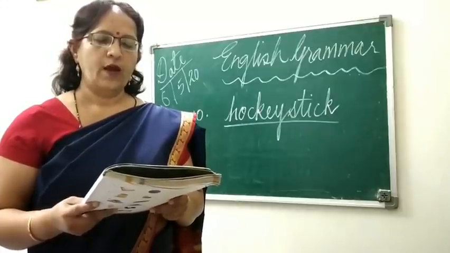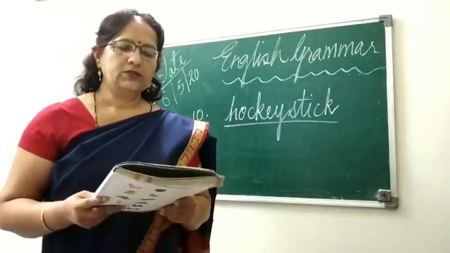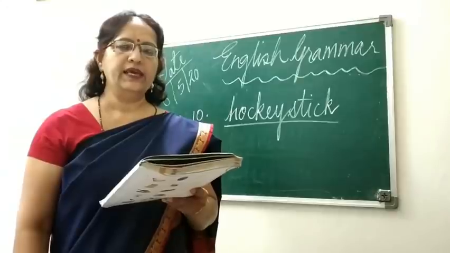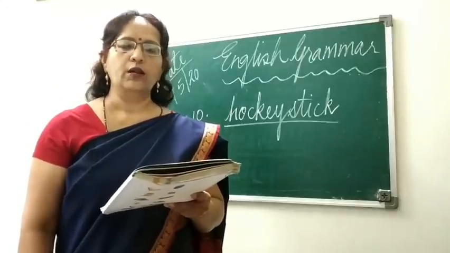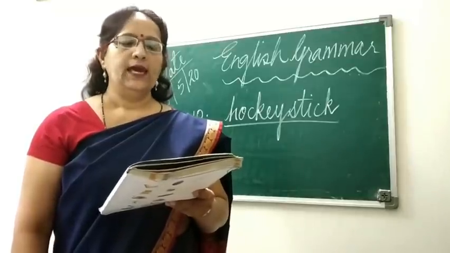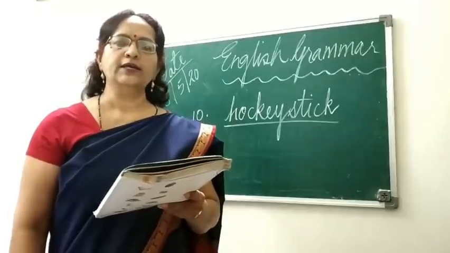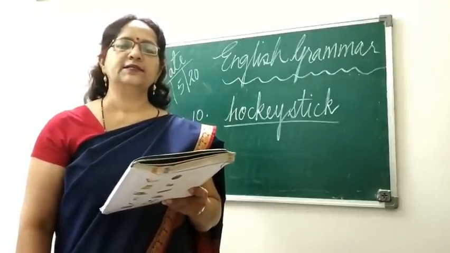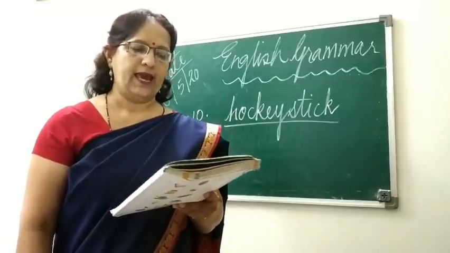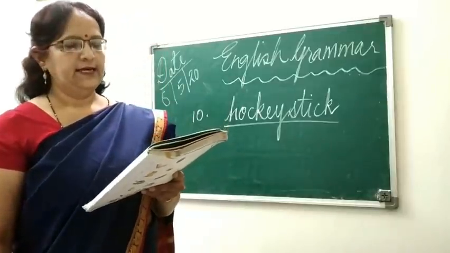Eighth one is football. F-O-O-T, foot. B-A-L-L, ball. Football. Ninth one is volleyball. V-O-L-L-E-Y-B-A-L-L. Volleyball. Now the last one is hockey stick. H-O-C-K-E-Y-S-T-I-C-K. Hockey stick. I hope this exercise is clear to you all now. Now let's move on to exercise C. Let's read what is given in exercise C.